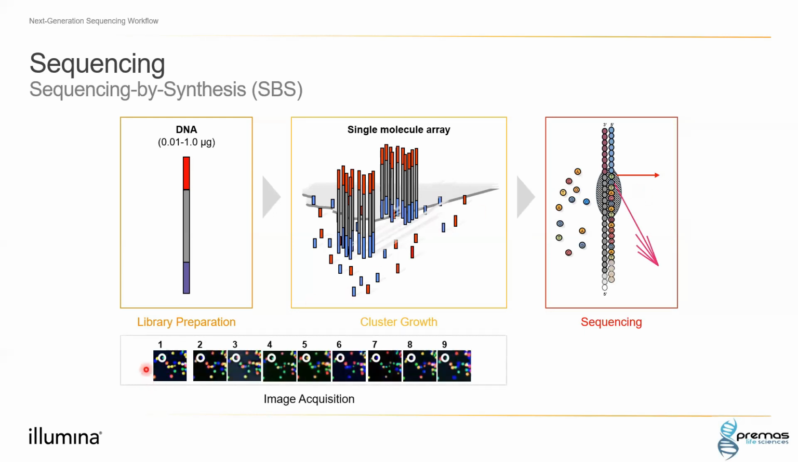So it basically maps one location. This single point is your cluster, and it will register the signals coming from that point at every cycle, and it will see what bases are incorporated, and then the complementary is basically your original. So this is how it registers, and you will have your data.